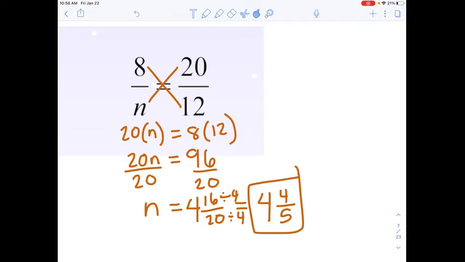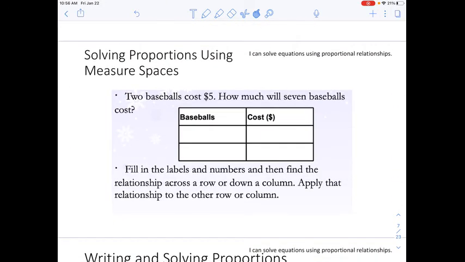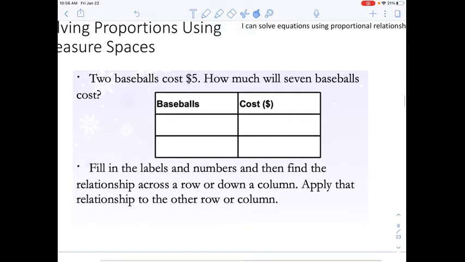So again, cross products, that's probably what we're going to be using the most. So this says solve a proportion using measure spaces, so like using a chart. So in your notes, I want you to copy down that chart, baseballs and cost. And then it says 2 baseballs cost $5. How much will 7 baseballs cost? So these charts come in handy just to kind of keep things organized. So when we have 2 baseballs, we have $5. And I'm going to add on labels here.